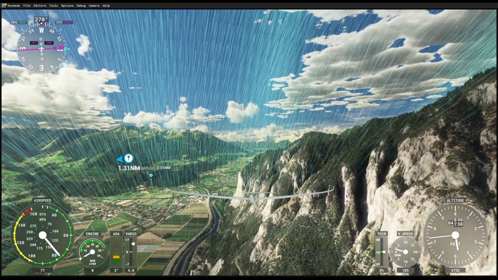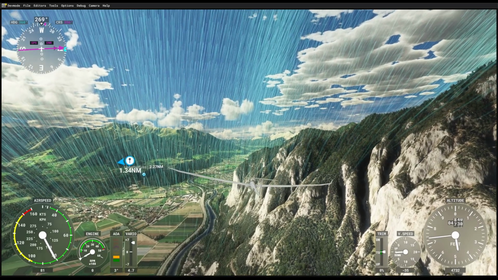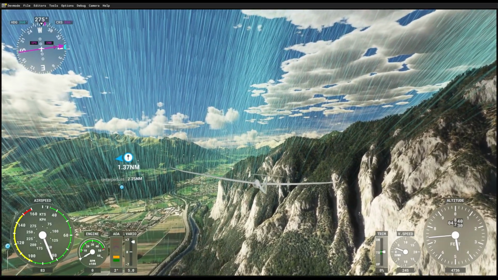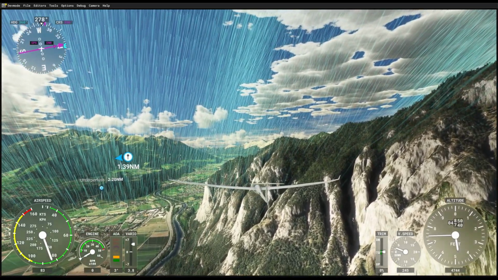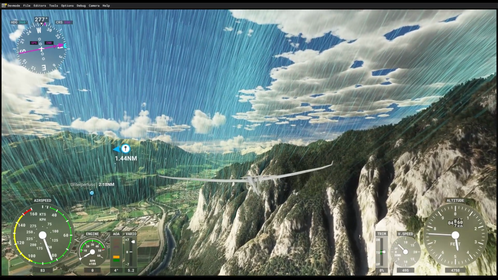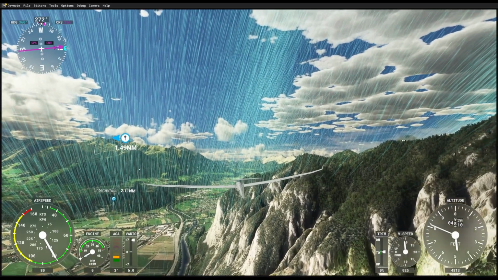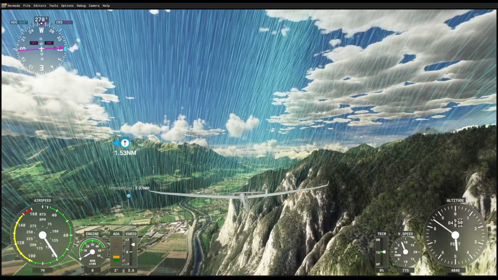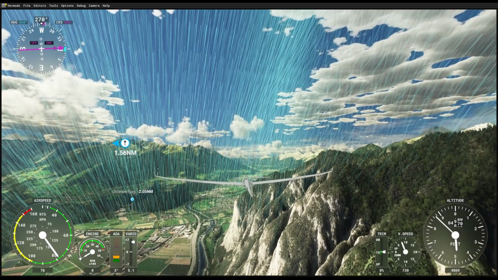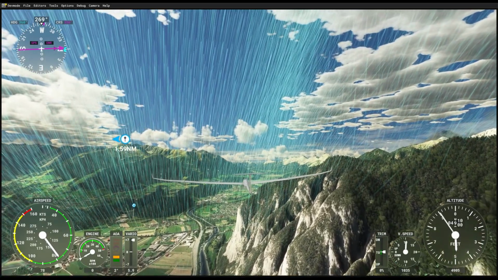Here we find some strong ridge lift from that westerly wind that is blowing to some parts of this ridge, even though we're seeing mostly the southerly component of that wind. We'll continue to climb strongly in this ridge lift and gain quite a bit more altitude than where we released.